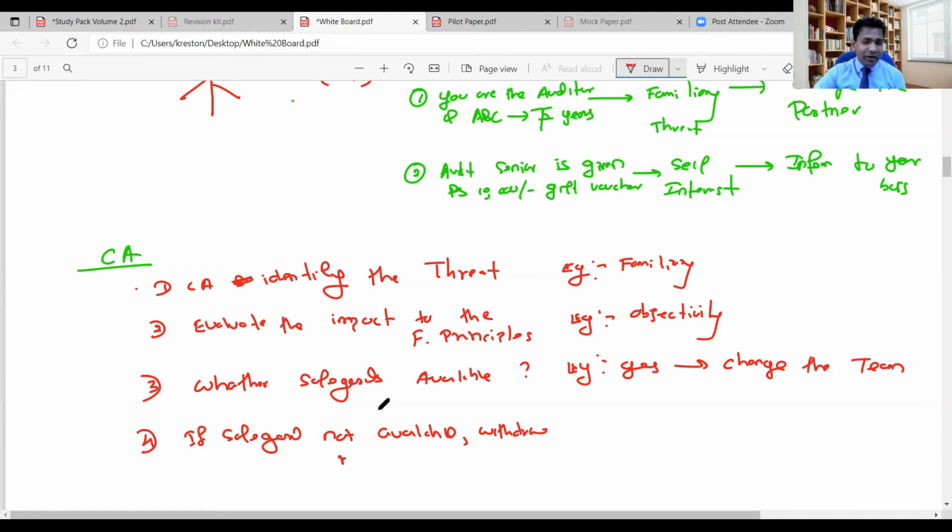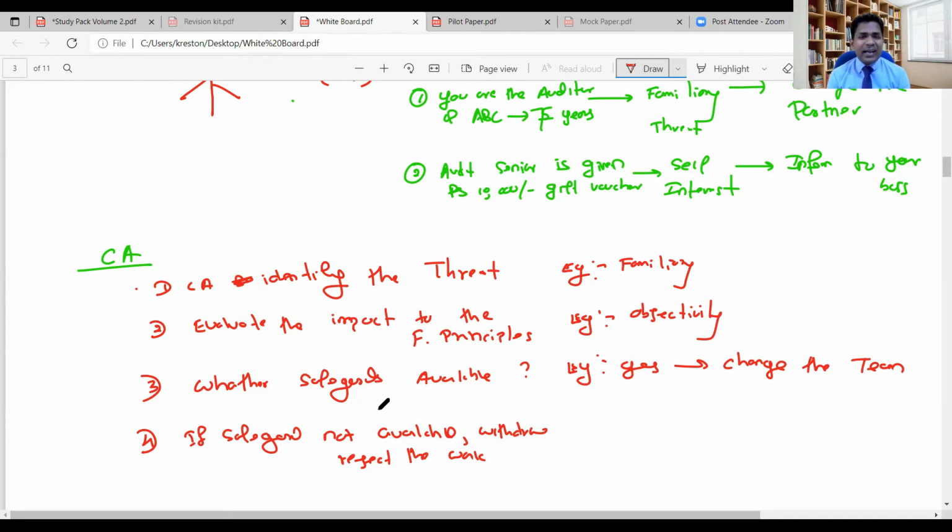Withdraw or reject the work or a matter. So remember this, I gave this post step for you to think rationally and logically. Just because we are having a threat, that doesn't mean the chartered accountant is not going to do that.